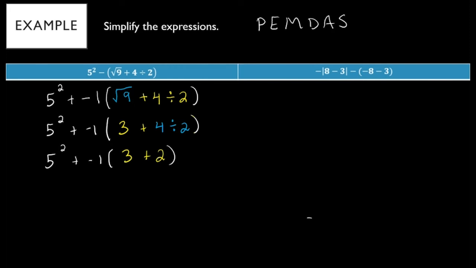So now we can finally start simplifying, and we do the 3 plus 2. So that gives us 5 squared plus -1 times 5. So now we've taken care of the parentheses step. Once you have a single number in parentheses, this is now multiplication, because that's a -1 times 5. So now we can move on to our exponent, which is 5 squared. So 5 squared is 25. So we have 25 plus a negative 1 times 5.